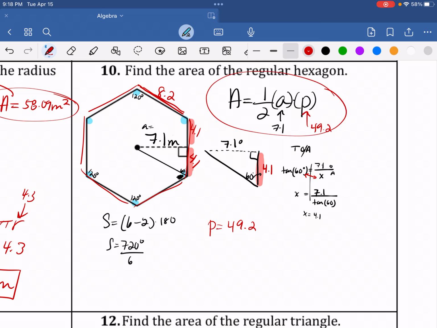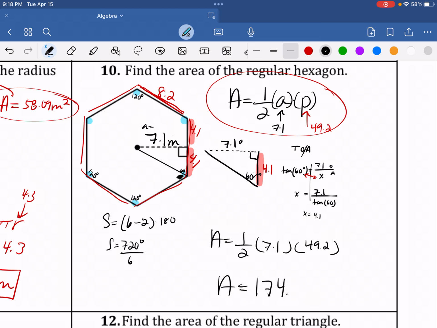And now we have the formula. The formula is area equals 1/2 A times P. A was 7.1 and P is 49.2. We plug it in and we know our area of the hexagon. 1/2 times 7.1 times 49.2, and we get 174.66. So I'm going to round it to 175 meters squared.